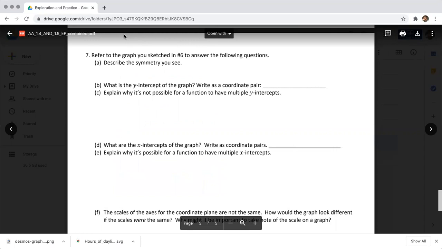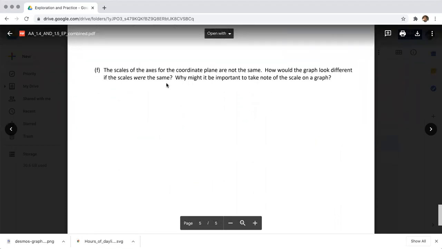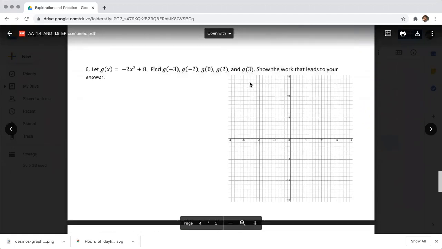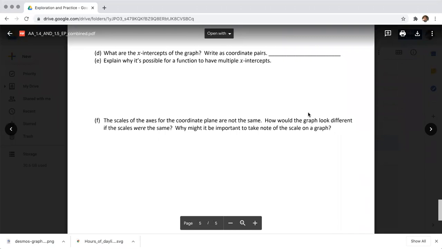And finally, scrolling down here, I think we're getting close. We just need to think about this. The scales of the axes for the coordinate plane are not the same. Okay, so let's look up here. Here, you know, we're counting by 5s, and here we're counting by 1s. So basically we've squashed in the y-axis to be able to plot points. So how would the graph look different if the scales were the same? Why might it be important to take note of the scale on a graph?